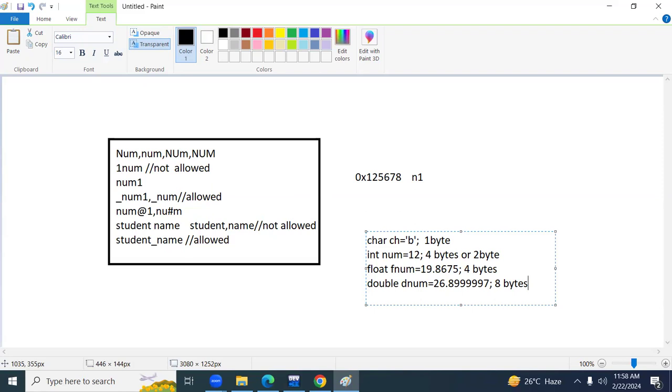Now everybody is clear. Those who were asking about filter and all, now you are clear about this.